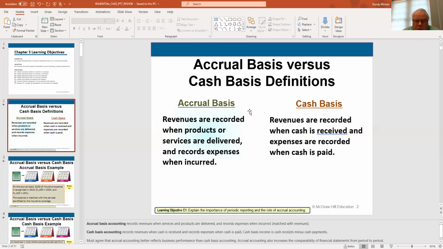And generally, we're going to record it as an accounts receivable. That is something that we're going to receive in the future. And by the way, anytime you see the word receivable, you're talking about an asset.